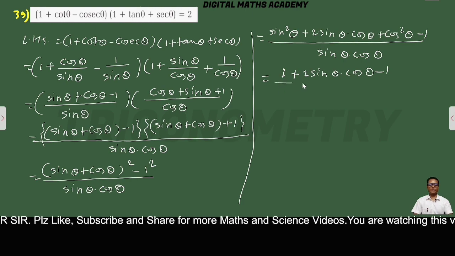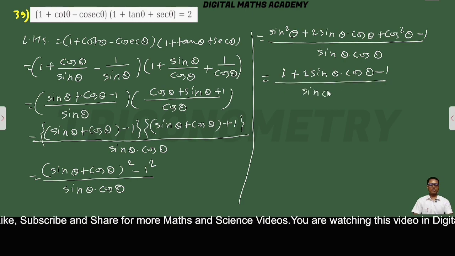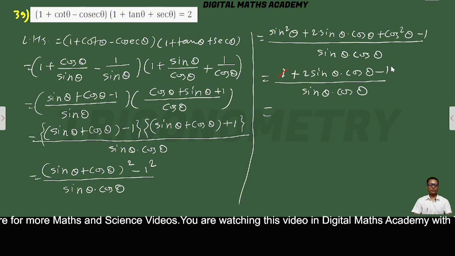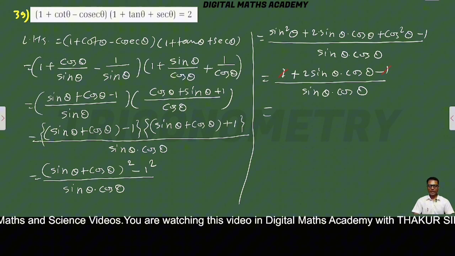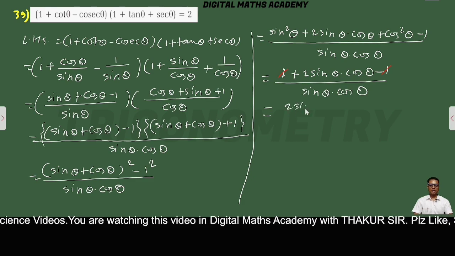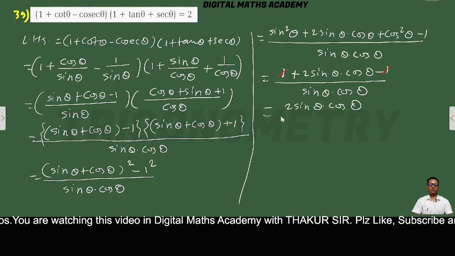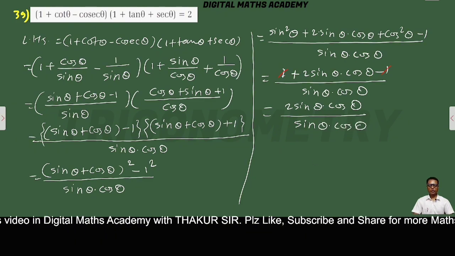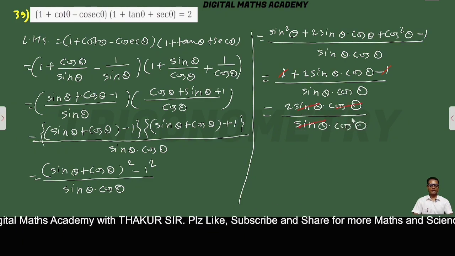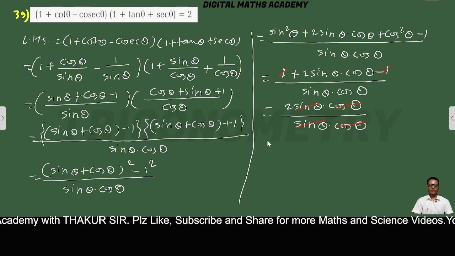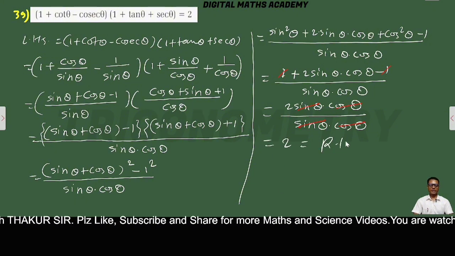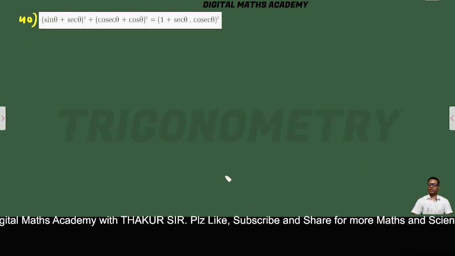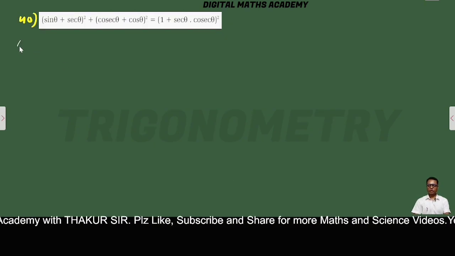There is a minus 1. Then you can write here sin theta dot cos theta. So we can see plus 1 minus 1 will cancel. Remaining we have here 2 sin theta dot cos theta divided by sin theta dot cos theta. So you can easily cut sin theta and cos theta up and down. Remaining we have only 2, that's equal to the right hand side, and we can write here root. So number 40. So we are going to choose left hand side.